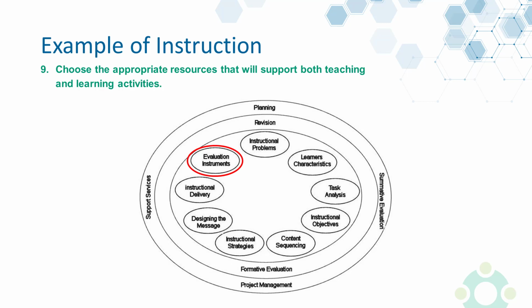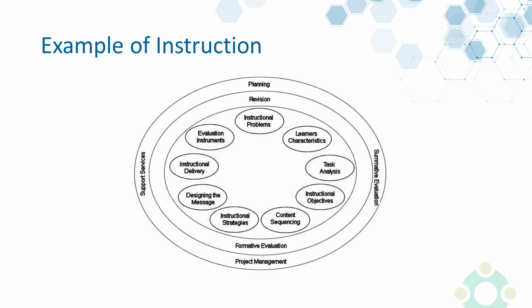And the last element in the Kemp model, choose the appropriate resources that will support both teaching and learning activities. This deals with the specific support services that may be needed for either the instruction or the learners. For this, IT support will be needed to ensure internet connections are enabled. Courseware for creating the e-learning is necessary, and other support services will be documented as the course is designed and developed. This is not where this model ends, however.